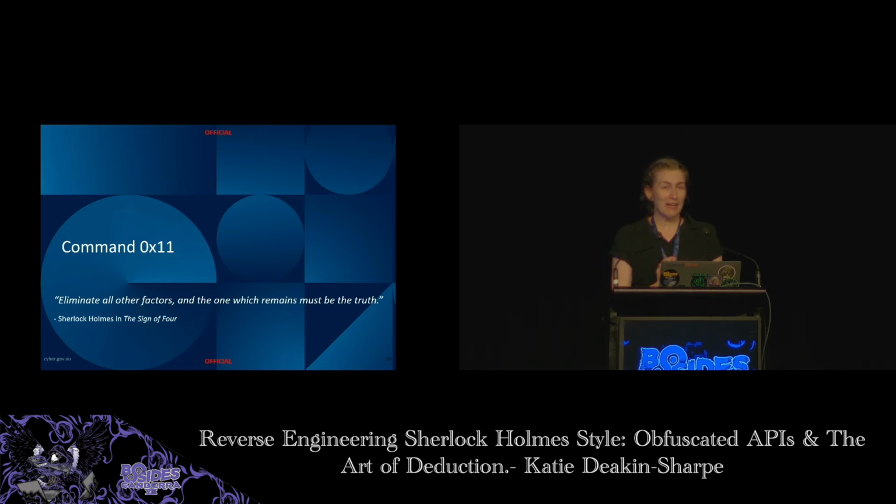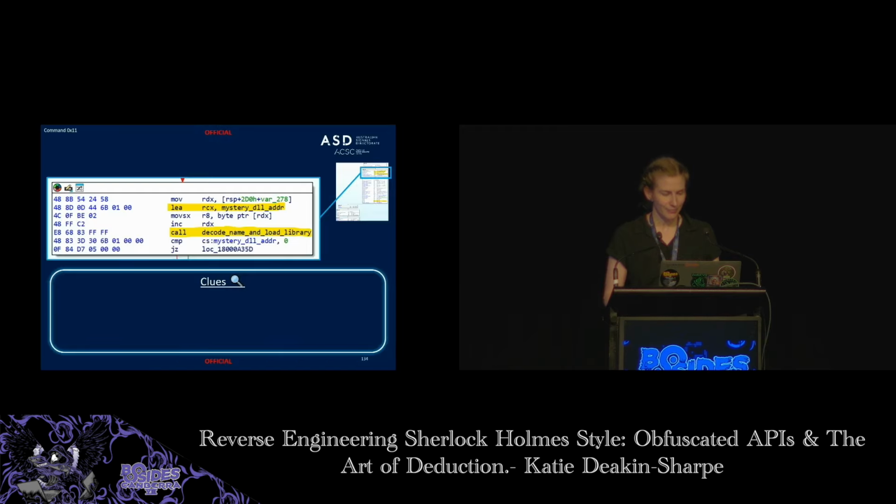For our last command, command hex 11, this is where we finally get into that mystery DLL that I mentioned right at the start. So the first thing it does is take the name of our mystery DLL, which comes from our C2 server. It passes that into a function that's going to decode that name and then call LoadLibrary to get the handle to the DLL.